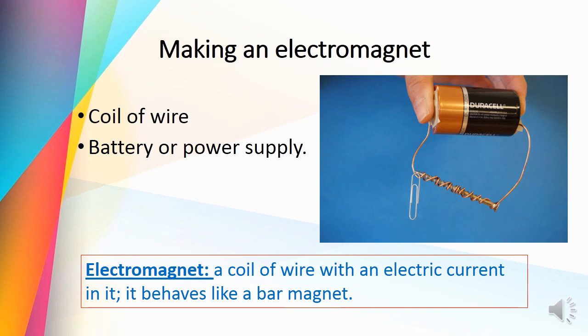When we connect the electricity and electricity passes through this wire, it will become a magnet. This magnet, the wire itself, is called an electromagnet. Now it can attract the paper clips to it.